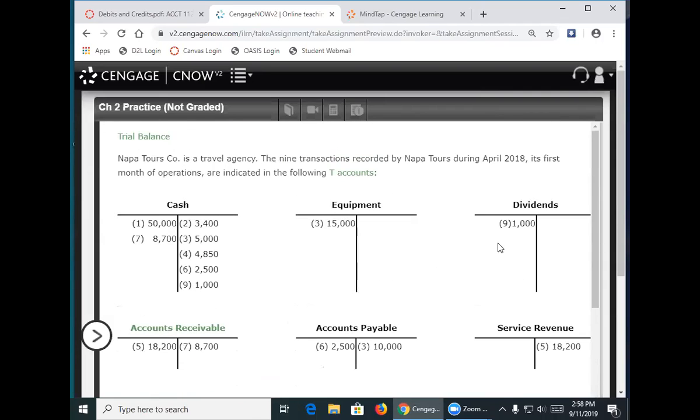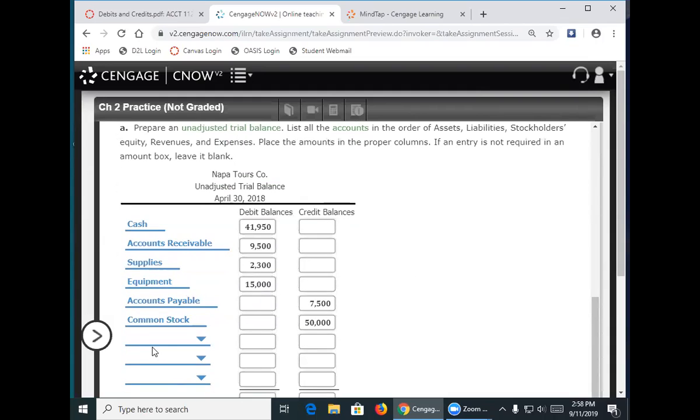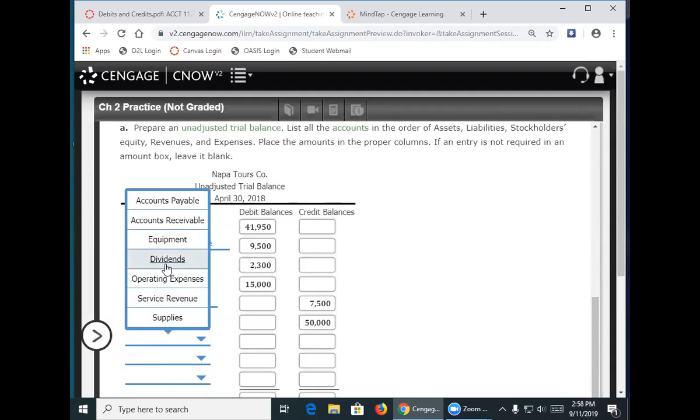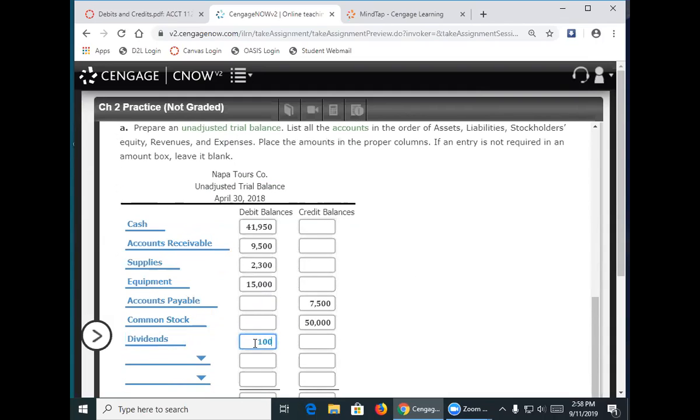Next one we have is dividends. Well, we know dividends is an equity account. It has a debit balance, right? So it's just that 1,000 debit balance. So I list dividends. And we paid our people $1,000 in dividends. So that's a debit balance.